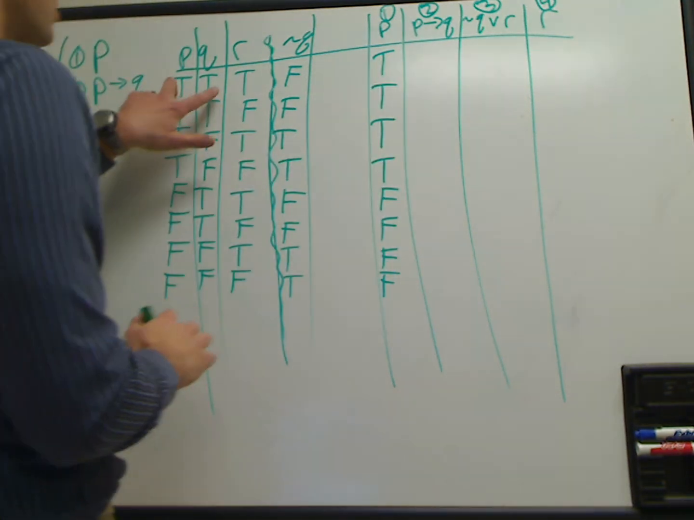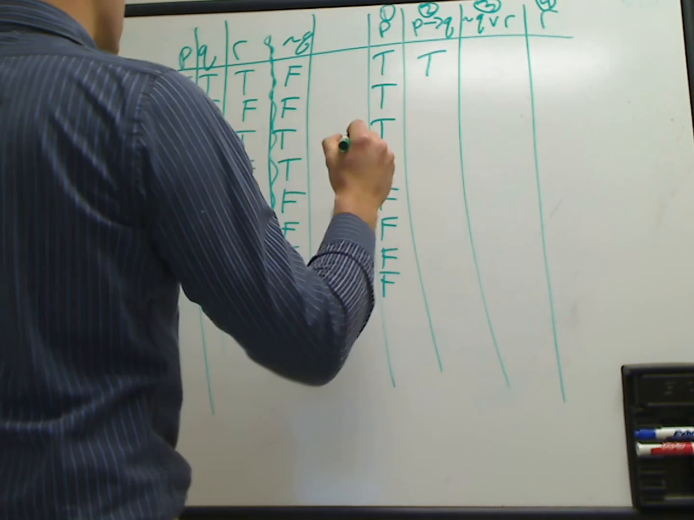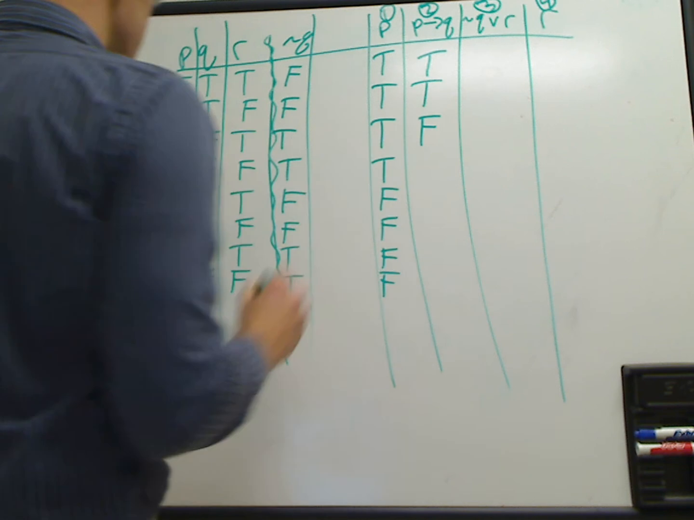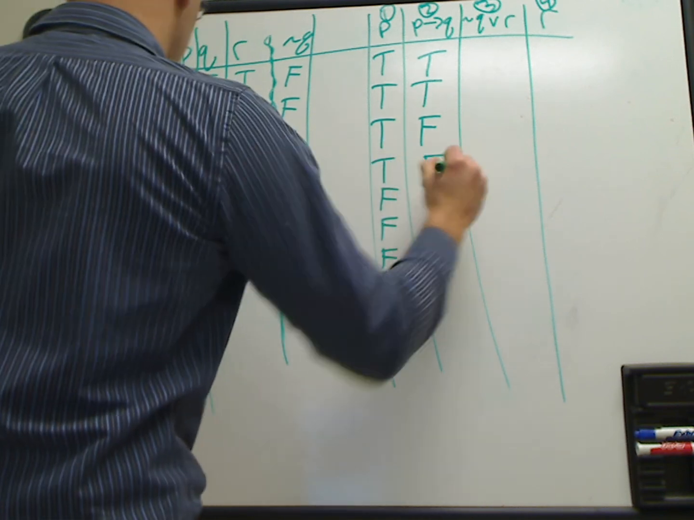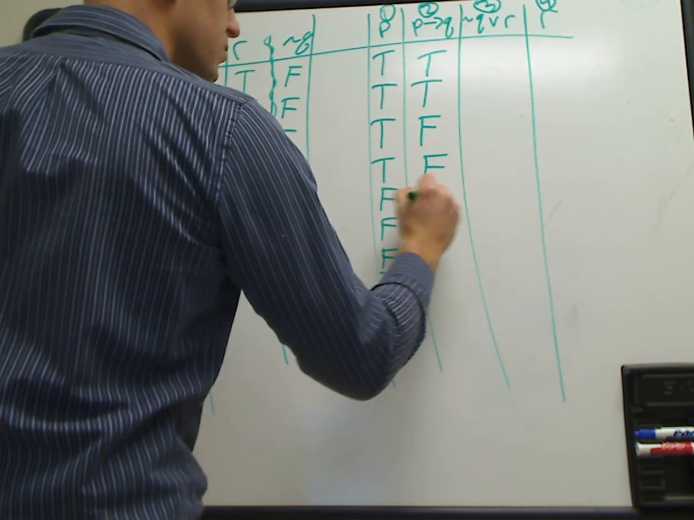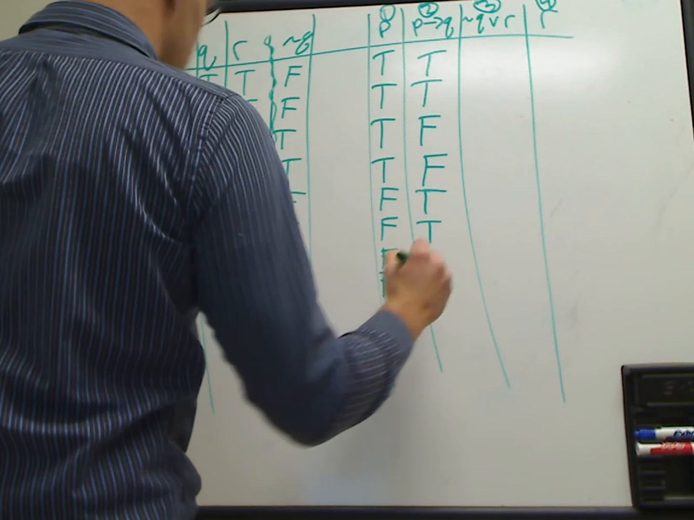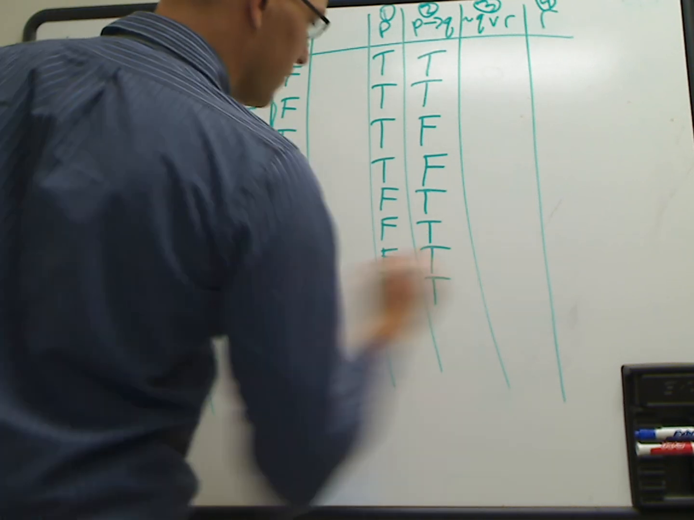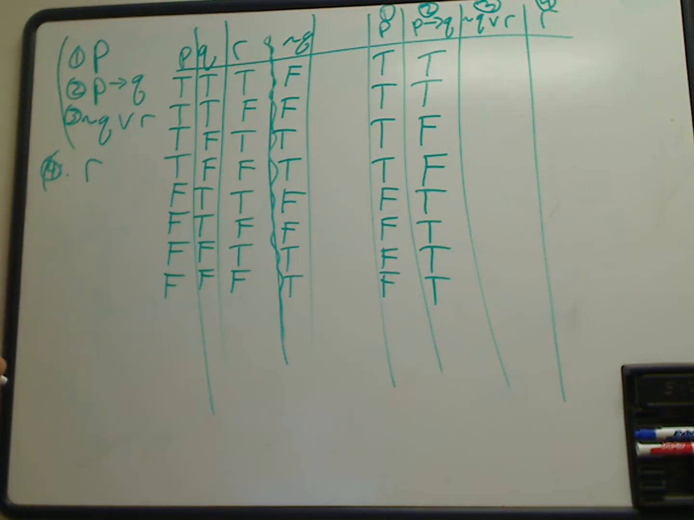The next column is P implies Q. So true implies true is true. True implies true is true. True implies false is false. True implies false is false. And false implies true is true. False implies true is true. False implies false is false. And false implies false is false. Okay, now we need to do column 3.